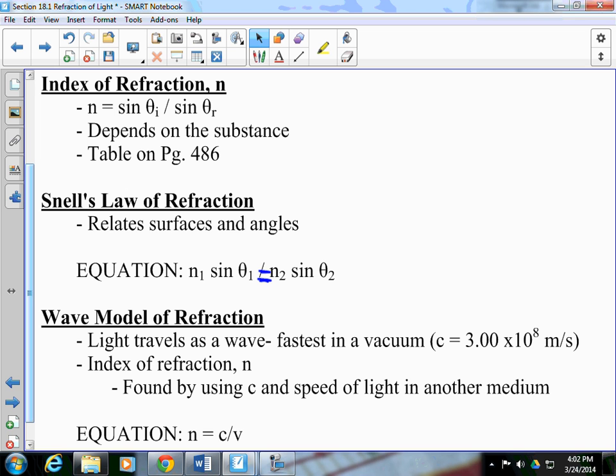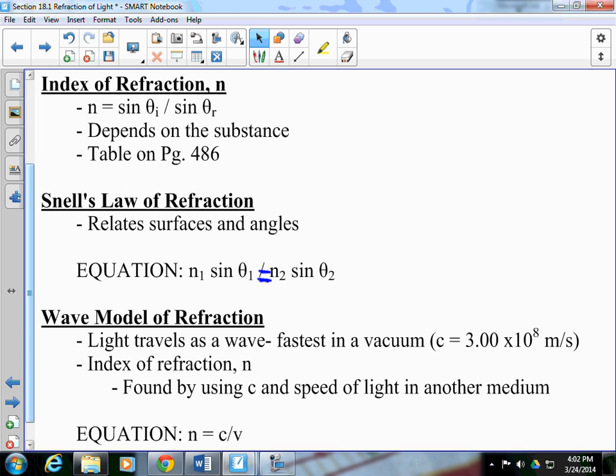Now, when we talk about the wave model of refraction, after talking about Snell's law, light travels as a wave, fastest in a vacuum, as we talked about, approaching 3.00 times 10 to the 8th. We can help calculate the velocity in another medium by using n, the index of refraction, again. How that's calculated: n is equal to c divided by v. C is the speed of light in a vacuum. V is the speed of light in that particular medium. So that is how n is calculated.